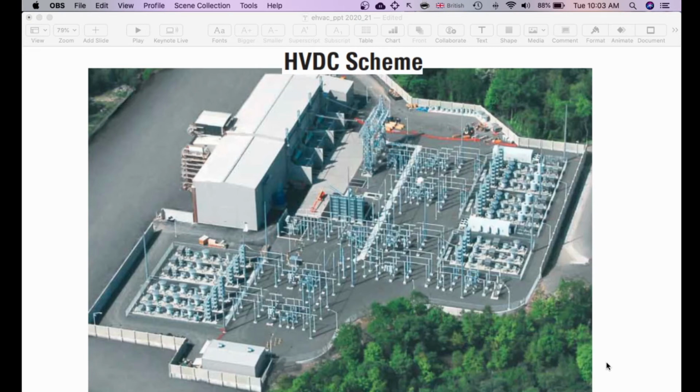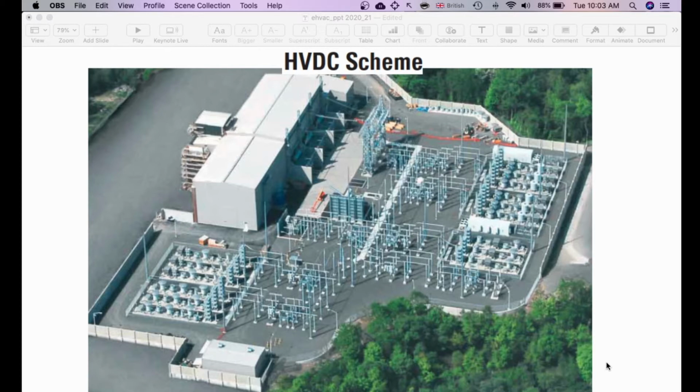Let us start our discussion with understanding of HVDC scheme. Earlier, we have already made a comparison based on EHVAC and HVDC technology and several advantages HVDC scheme offers.